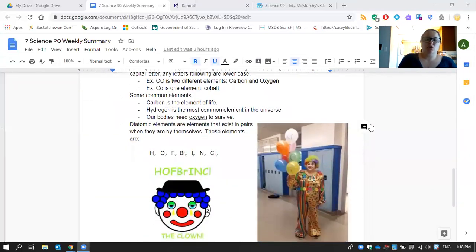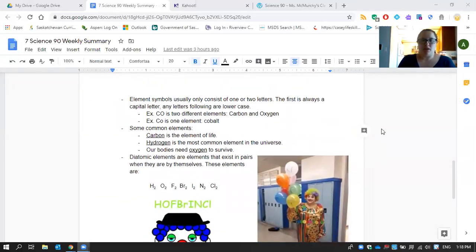Okay, so we also talked about elements and how we write elements. They usually only contain 1 to 2 letters. There are a couple of our newer elements that might have 3 letters, but your first letter is always a capital letter, and then anything else that follows should be lowercase. And that's also how you know you have more than 1 element.